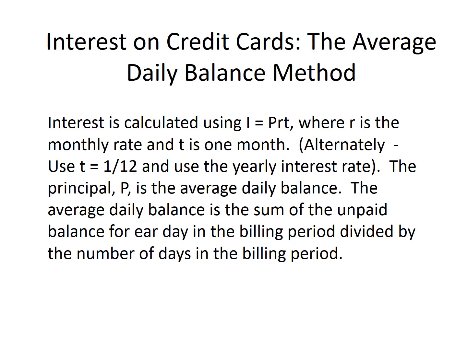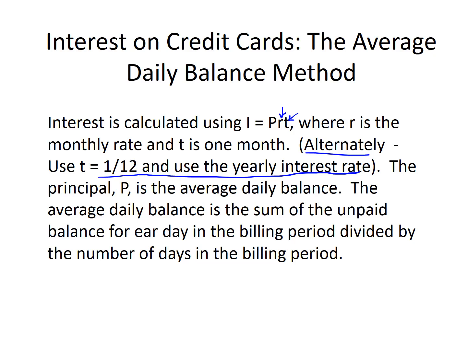Interest is calculated using I equals PRT, where R is the monthly rate and T is 1 month. Usually, credit cards give you a monthly interest rate instead of the annual interest rate, so you just really have to watch that. If the rate is already monthly, then you're going to use 1 month instead of 1/12. If it gives you the yearly rate, then you would use 1/12 for the time. So it says alternately use T equals 1/12 and use the yearly interest rate like we did in the last section when we did the loan tables.